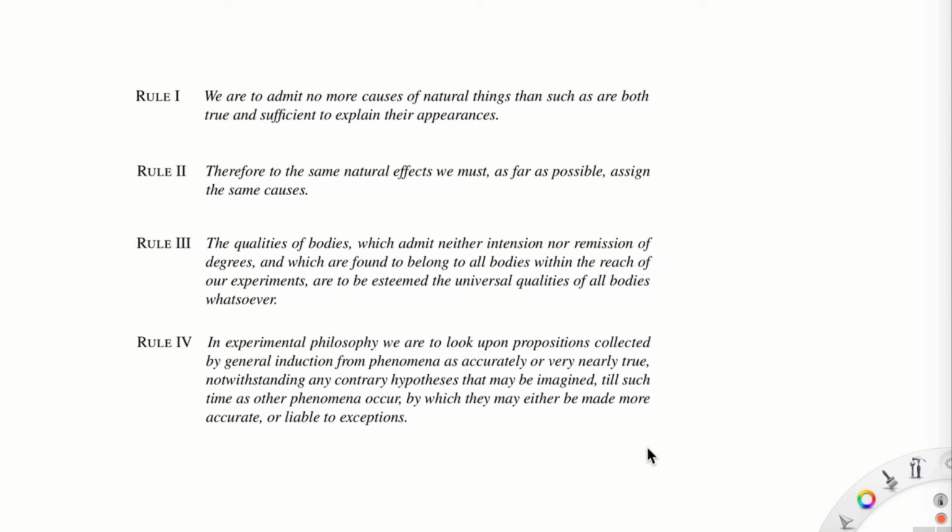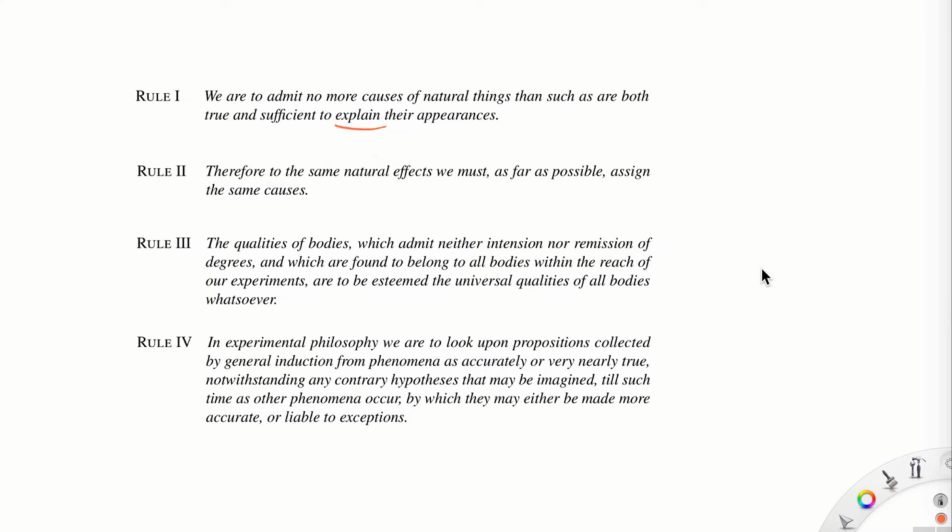Now, another comment that I'd like to make about Rule 1 is it says that we are to admit no more causes of natural things than are both true and sufficient to explain their appearances. But this raises the question of what does it mean to explain something? What counts as an explanation? You might think back to when we were discussing Aristotle and Aristotelian thinking, and Aristotle thought that in order to explain something, you must answer 4 questions. That is the 4 causes.